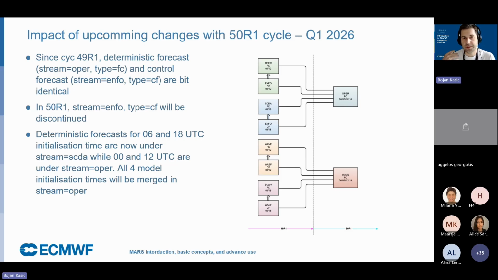So anyone who is retrieving from Mars, for example, a stream enfo type CF control member, will need to change their request to ask for oper deterministic forecast instead. And they can do this already now because these two are identical.